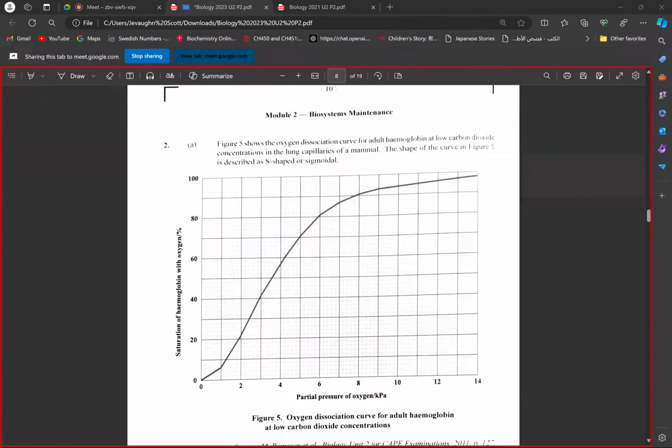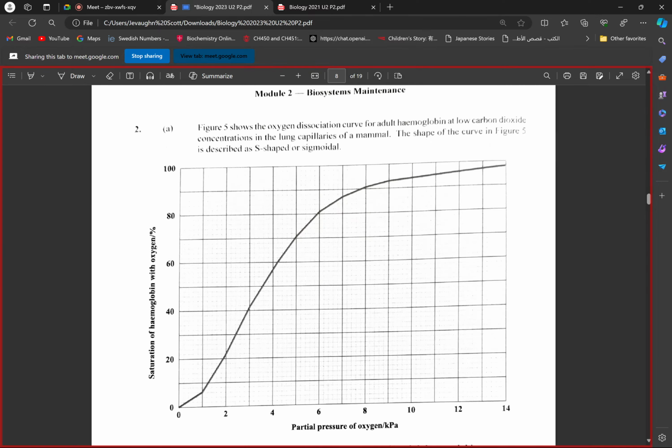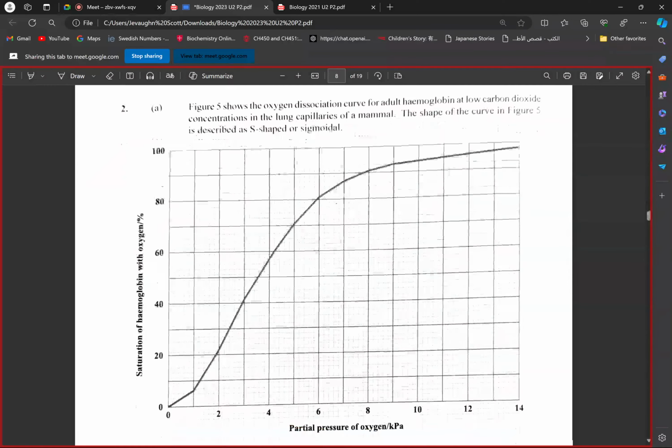So as I said, we're gonna now start the module 2 component of the 2023 paper, right? So it is the biosystems maintenance question. And here now, figure 5 shows the oxygen dissociation curve for adult hemoglobin at low carbon dioxide concentrations in the lung capillaries of a mammal, right?